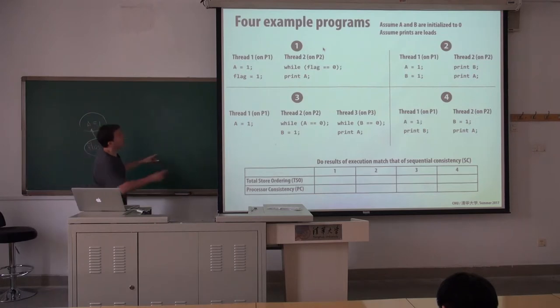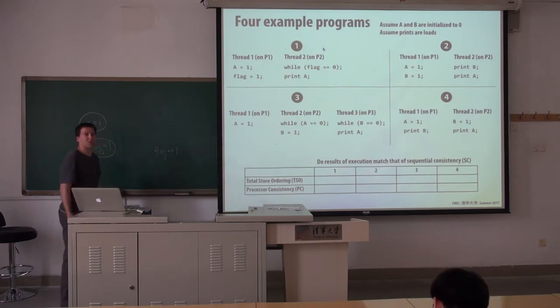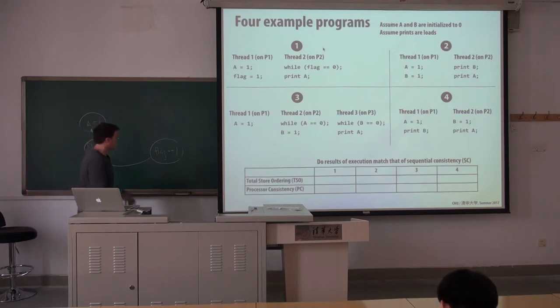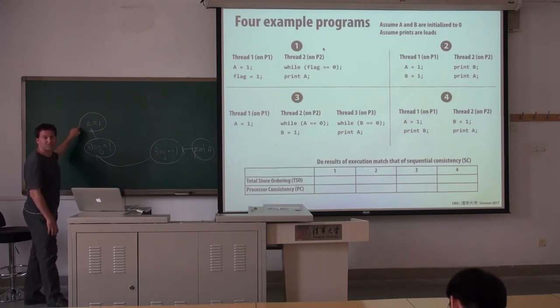And here, if flag equals 1, that means that this must have happened. And if this must have happened, print A definitely comes after A equals 1. So we're going to print 1.